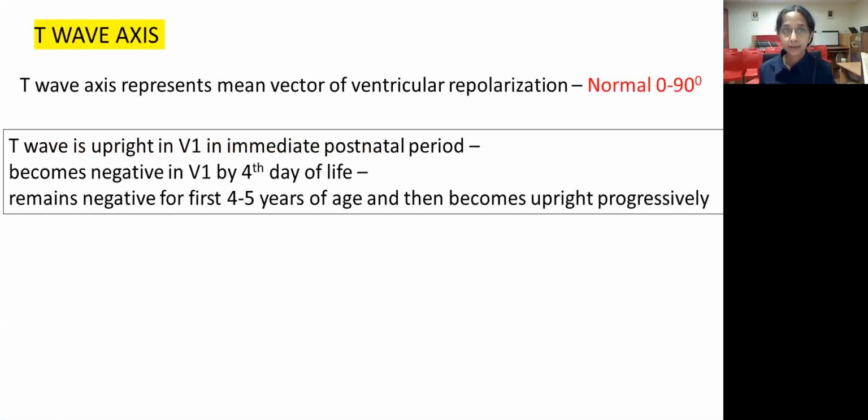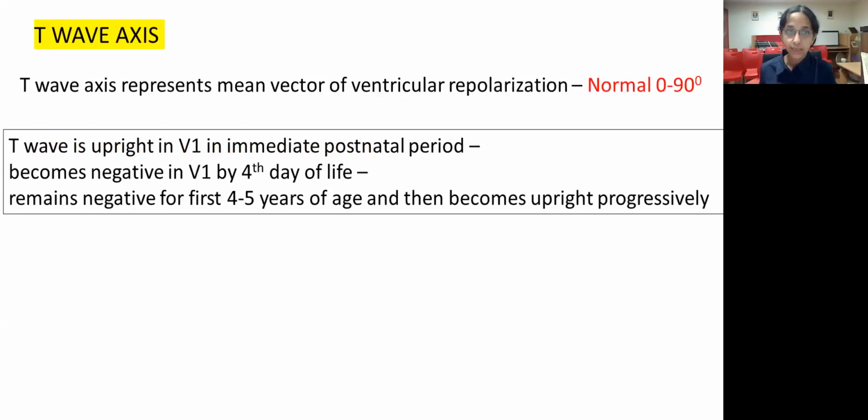Similarly, we calculate the T wave axis. The T wave axis represents the mean vector of ventricular repolarization, and like QRS, it is between 0 and 90 degrees. Normally, the T wave axis and the QRS axis are in the same direction. However, for a younger baby, there is a little difference.